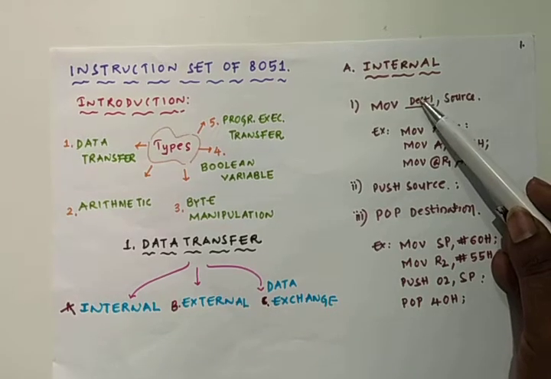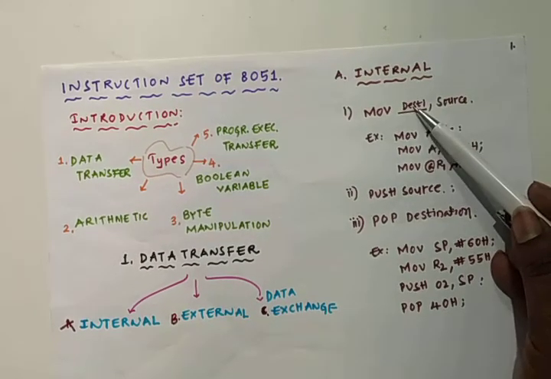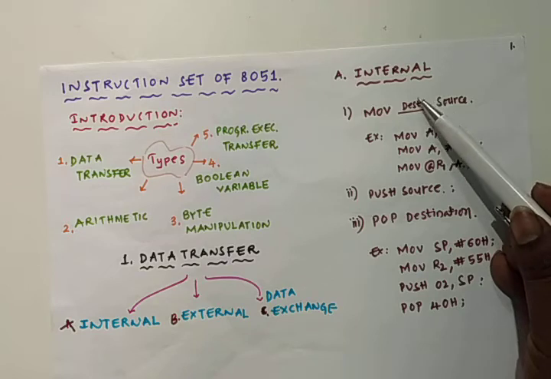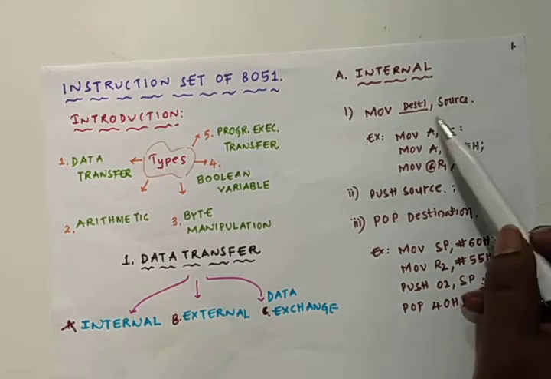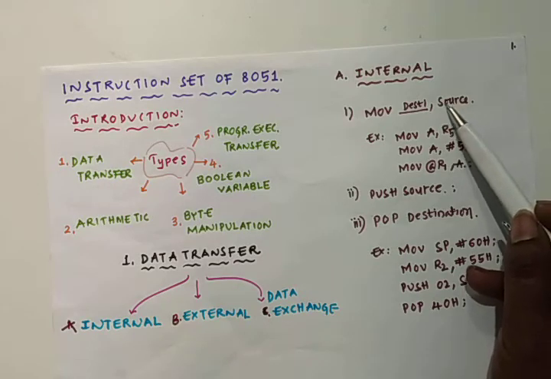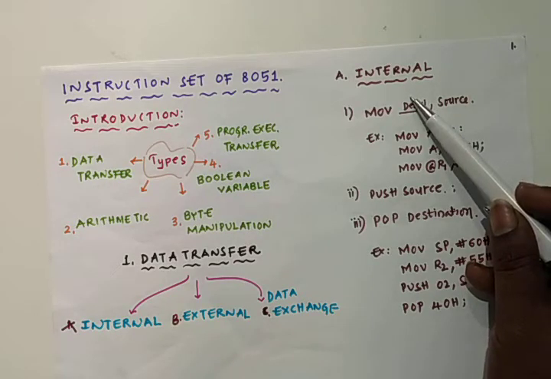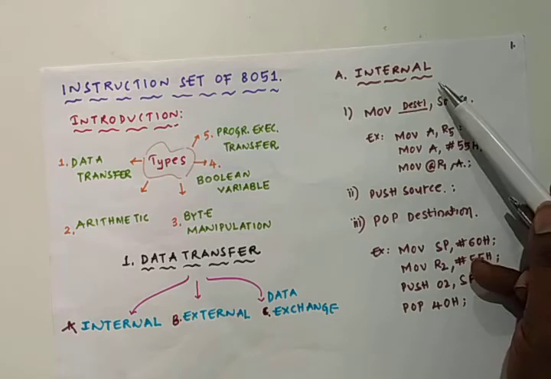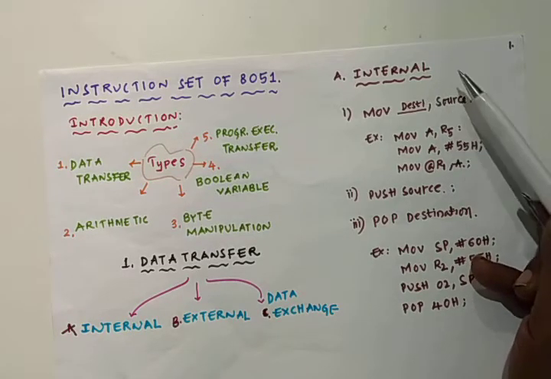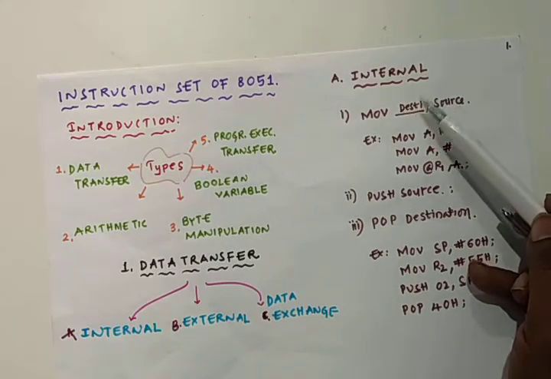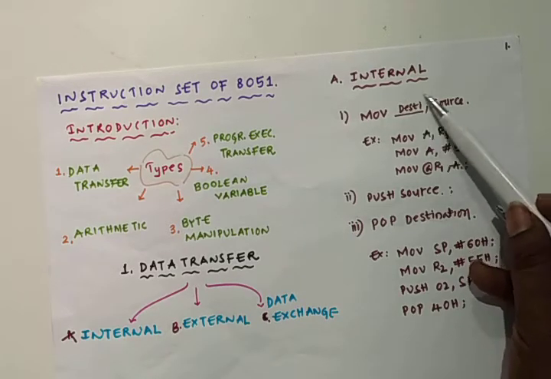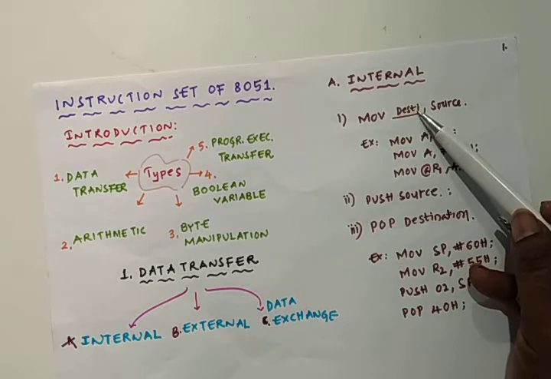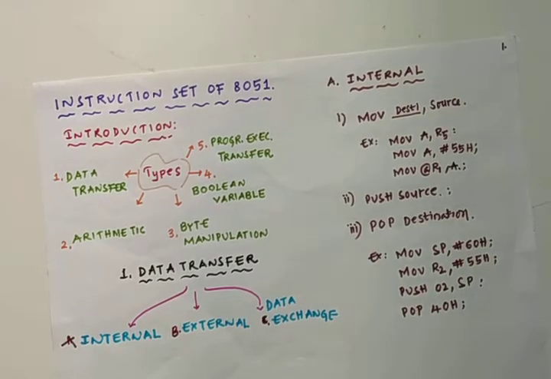The destination can be a register, an internal RAM location, or a special function register. That means the 8 bits of data can be moved into a register, into internal RAM, or into a special function register. The destination is inside the microcontroller only.